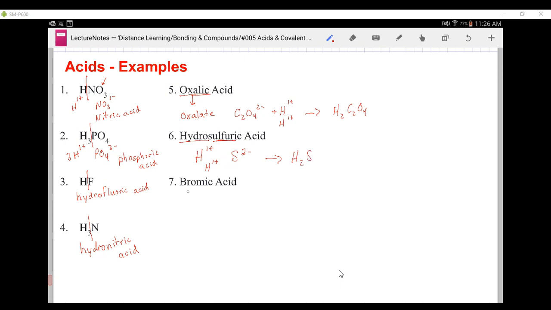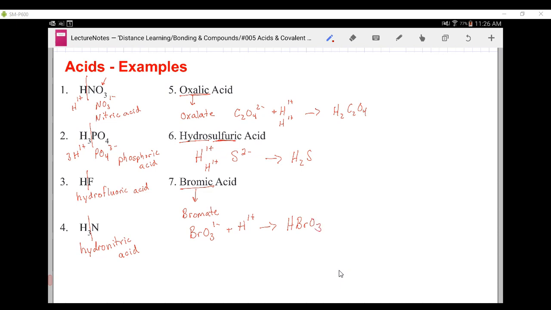And then lastly, bromic acid. This is not binary. There's no word hydro. So we're referring to the bromate polyatomic ion. Bromate is BrO3 with a 1- charge, which means that I would need to have 1 hydrogen to balance that out and make it electrically neutral to get HBrO3 as my final result.